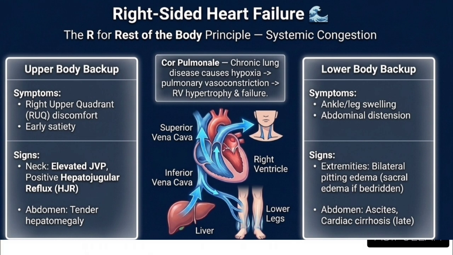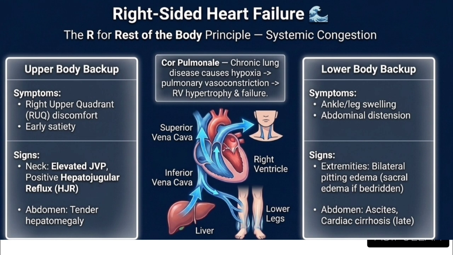Now flip that around, and we have the R for rest of the body principle. When the right ventricle gives out, fluid backs up systemically into the vena cava. This creates major upper body traffic jams. You'll see elevated JVP, positive hepatojugular reflux, and tender hepatomegaly, which makes the patient feel full really quickly.